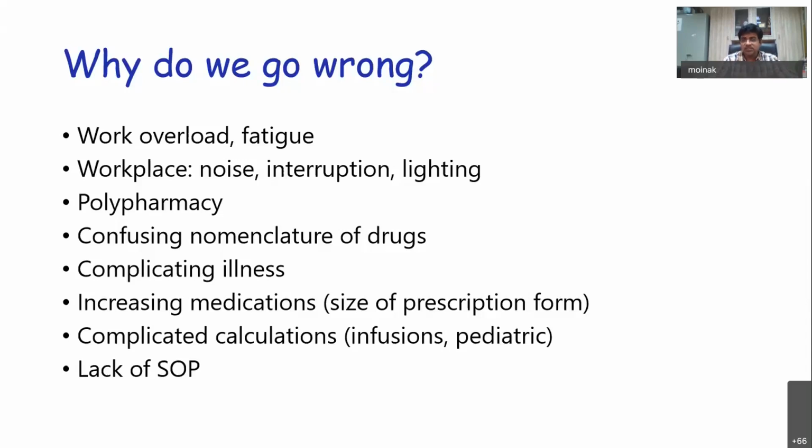Increasing medications: the size of the prescription forms becomes very important. As I have shown you in my previous slide, in our SGPGI, we have two types of prescription, the shorter ones and the longer ones. Imagine fitting 10 drugs in the short prescription because of its availability. If that's the only thing that is available, you are going to compromise, so people are not going to be able to read.